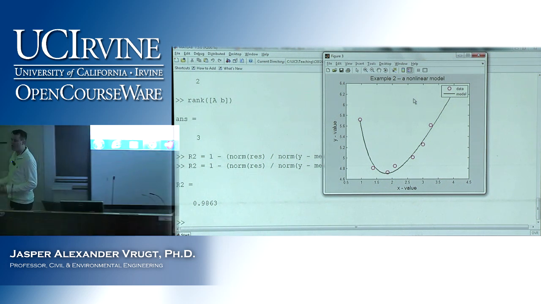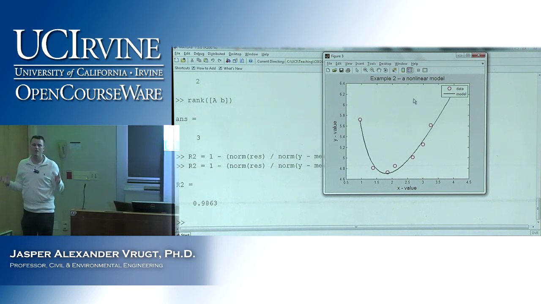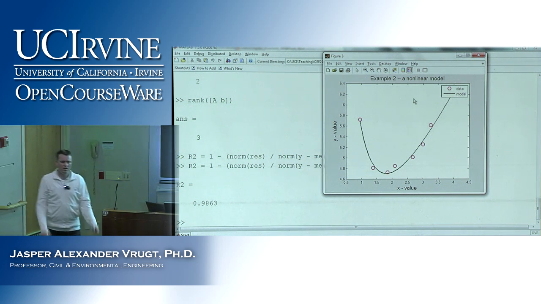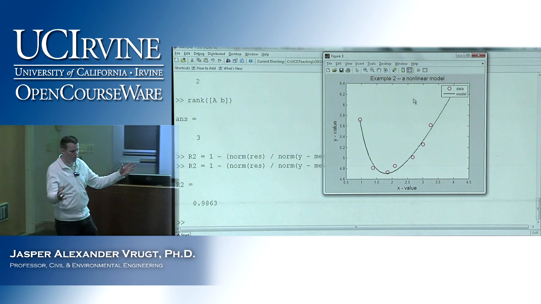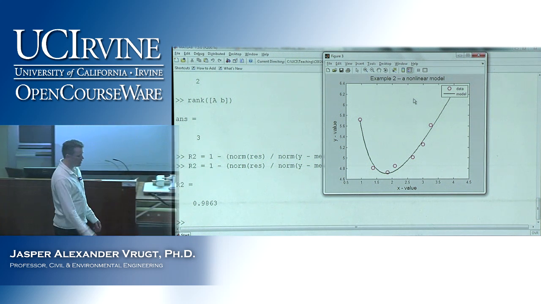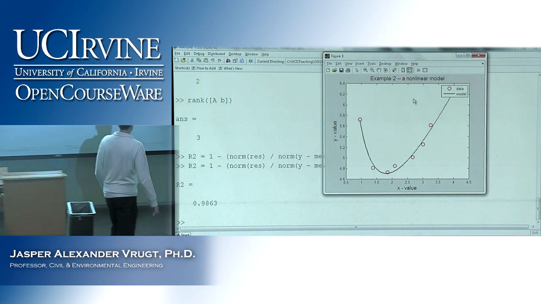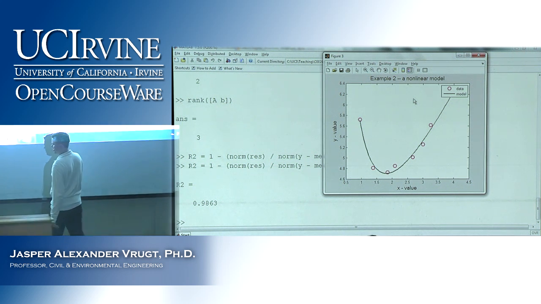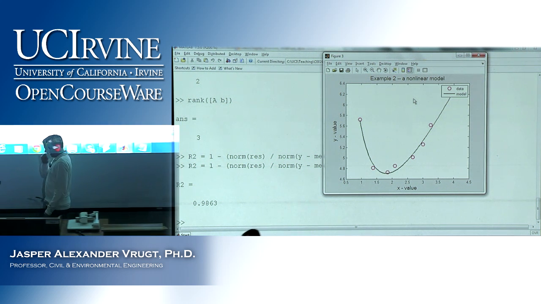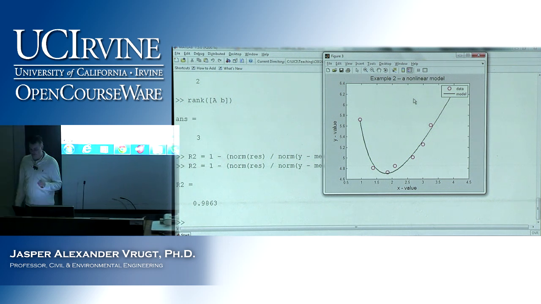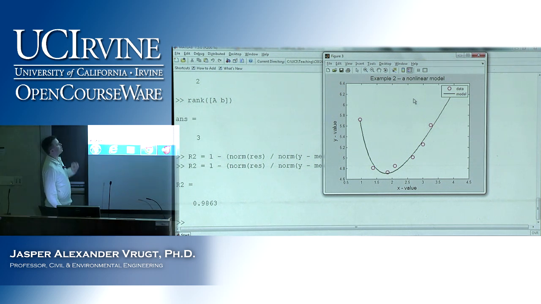And people say that's not fair, because that's what you implicitly assume: that if you use a more complex model, your fit will get better. And that's where the adjusted R2 statistic comes in. People said, you know what, somehow we need to adjust our R2 statistic for the number of coefficients that you're using.